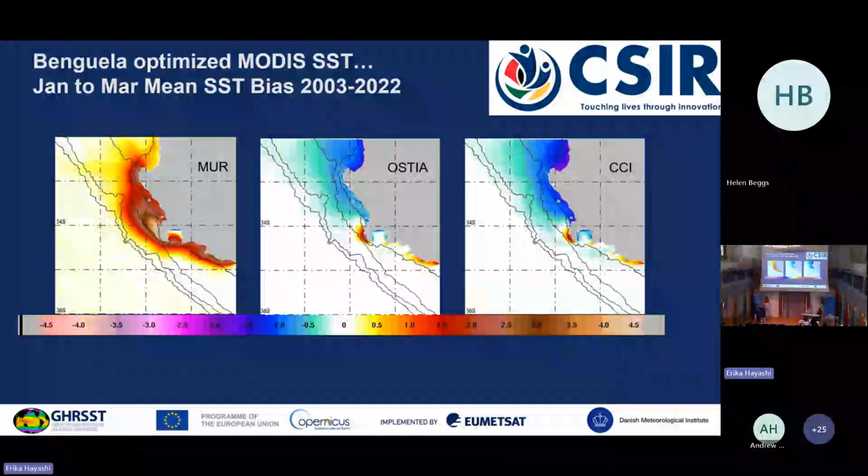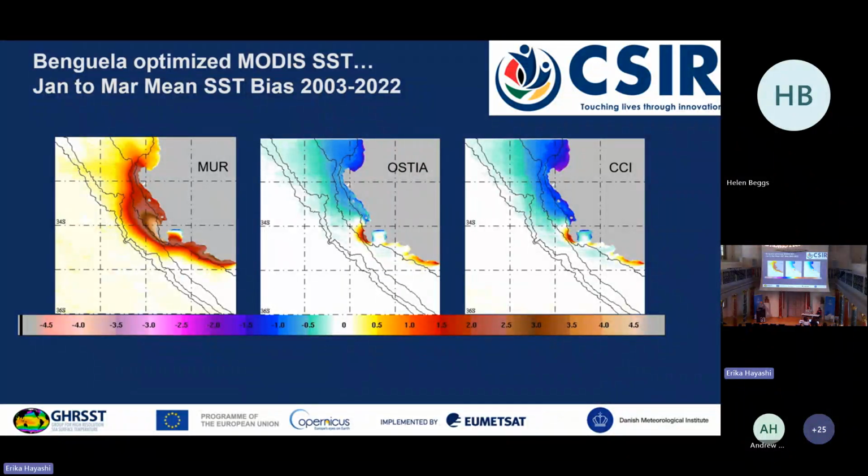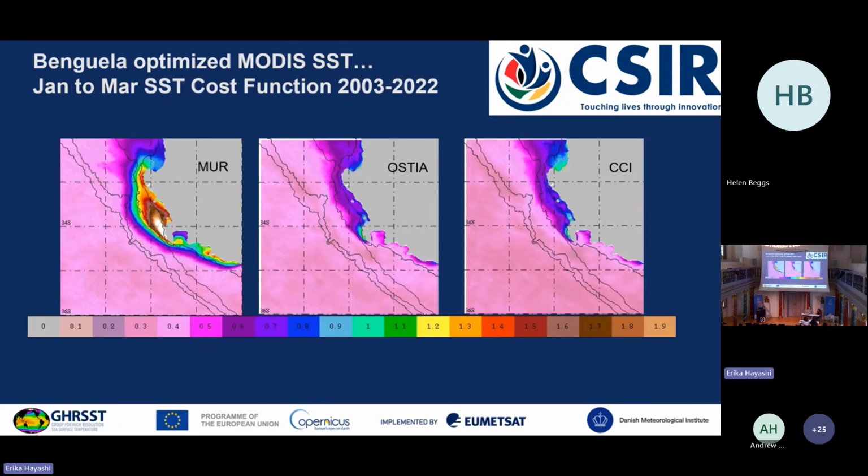A little bit in OSTIA and CCI, but what was surprising for me was the cool bias that I'm observing. It's between 0.5 degree to 1 degree within St. Helena Bay, sometimes more than that for the CCI. And this is again the January to March, basically the summer seasonal mean for the bias. And then looking at the cost function to see how these differences between the products actually relate to the standard deviation within the MODIS dataset.